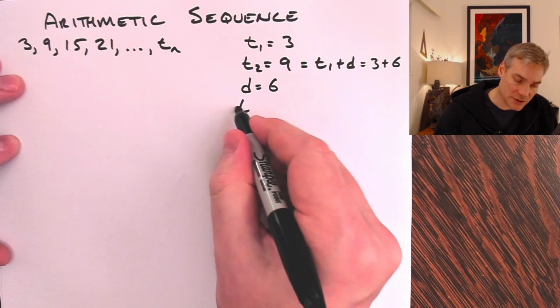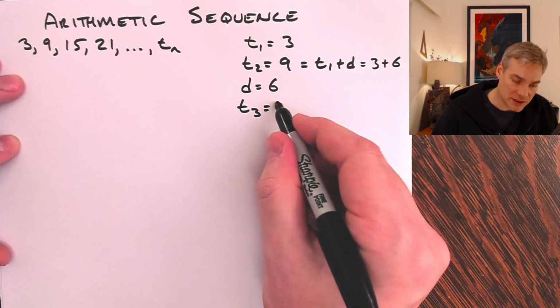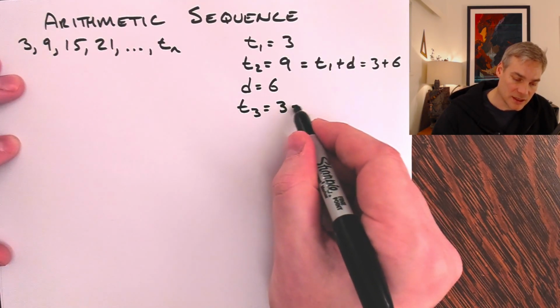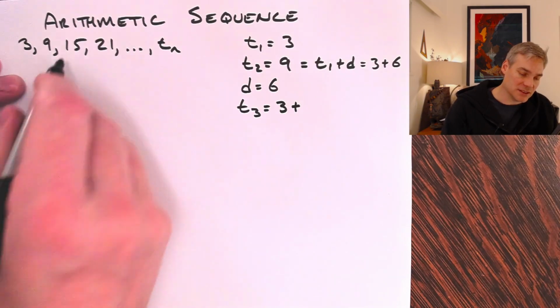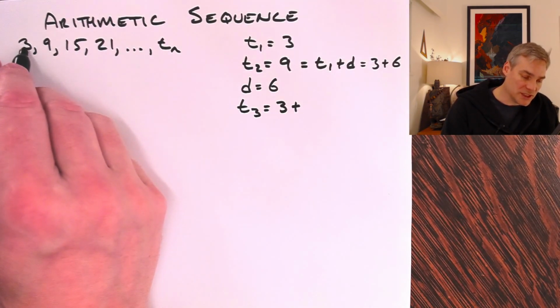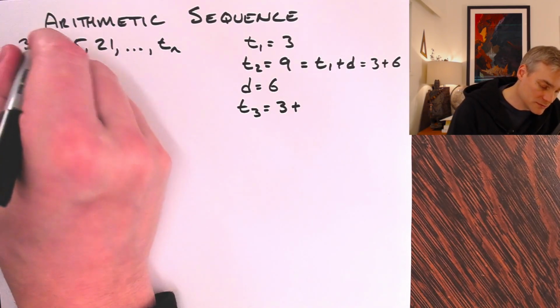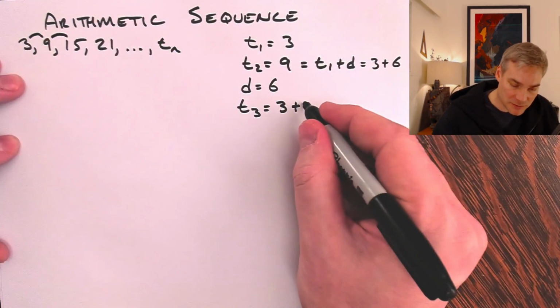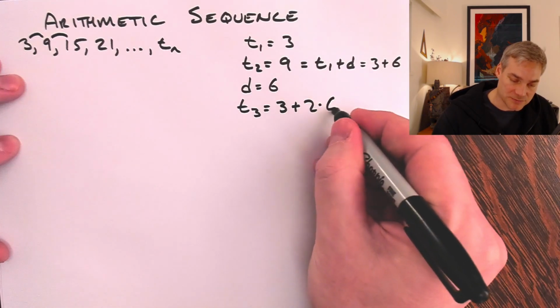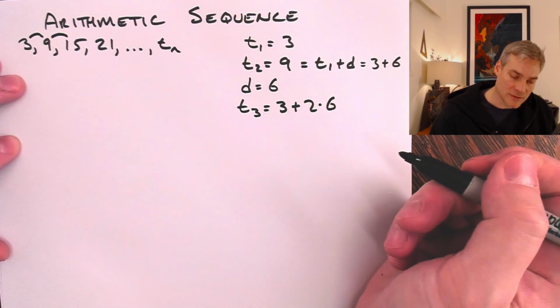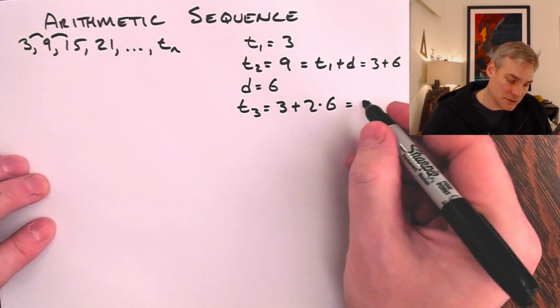So if I look at t3 now, well, that's just going to be t1 plus some difference, right? But there's t1, t2, t3, so I'm jumping twice. I have 2 jumps. So I actually have to multiply my difference by 2. So now this one equals 15.